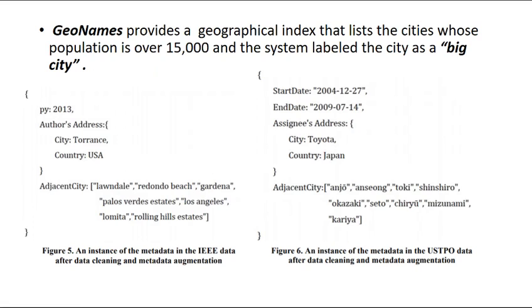GeoNames, this API, provides a geographical index that lists the cities whose population is over 15,000, and if the population is over 50,000, it is labeled as a big city. Here is an instance of metadata in IEEE. It is an instance of USPTO. The paper city is Torrance, USA. The adjacent cities located using GeoNames whose population is over 50,000 are Lawndale, Redondo Beach, Gardena, Los Angeles, etc. For Toyota City, the adjacent cities are these and these, which are obtained from GeoNames.